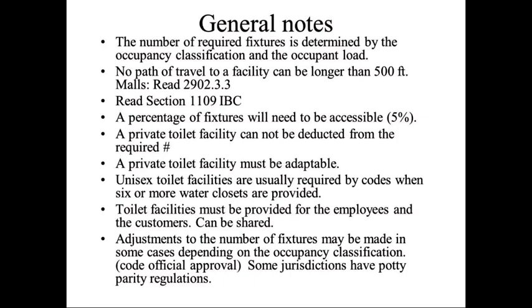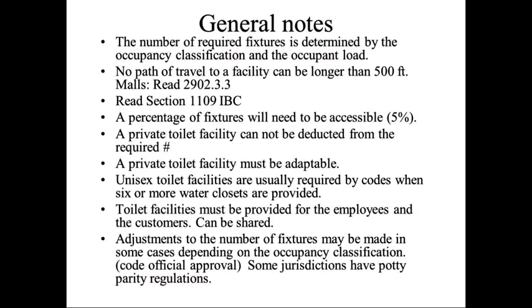You will learn that a percentage of fixtures will need to be accessible. That's 5% of the total number of fixtures. So if you have 10 in your women's and 8 or whatever in your men's, 5% of those have to be accessible. In the men's, that could be a water closet and a urinal, so you have to look at that. A private toilet facility cannot be deducted from the required number that you have to have. A private toilet facility must be adaptable.